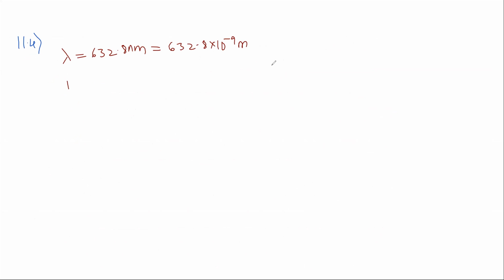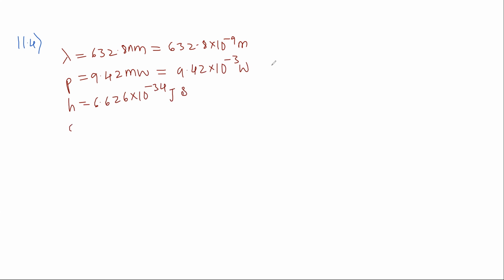ಪವರ್ ಎಮಿಟೆಡ್ ಬೈ ದ ಲೇಸರ್ ನ P ಅಂತ ತಗೊಳ್ಳೋಣ, that is 9.42 milliwatt ಅಂತ ತಗೊಳ್ಳೋಣ, that is 9.42 into 10 to the power of minus 3 watt as it is. Planck's constant h value is 6.626 into 10 to the power of minus 34 joule second. Speed of light c is equal to 3 into 10 to the power of 8 meter per second. Mass of hydrogen atom m is equal to 1.66 into 10 to the power of minus 27 kg.